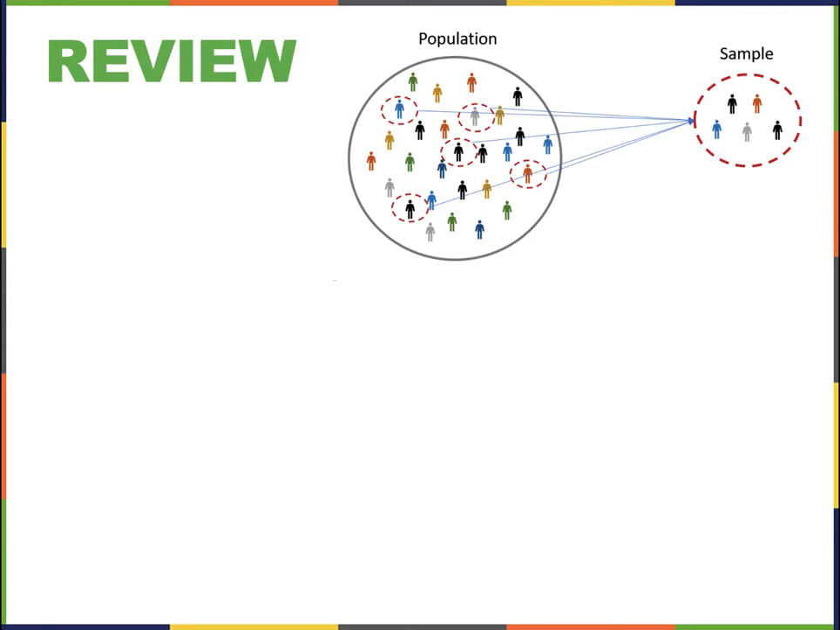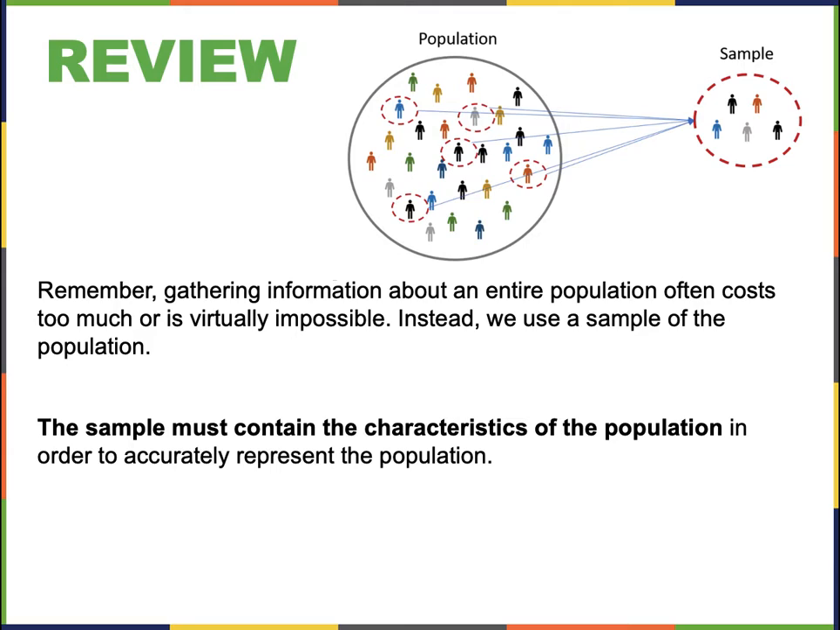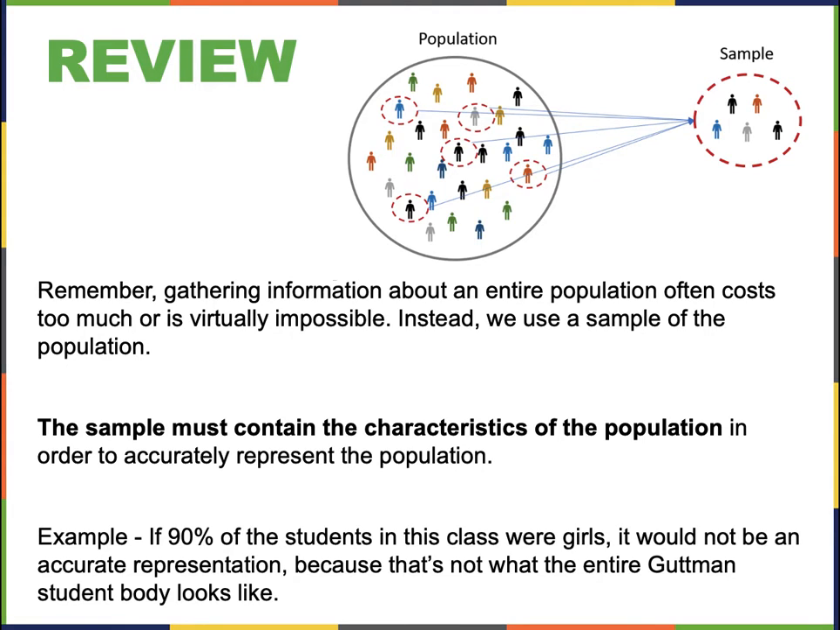In this short video, we are going to talk about randomization and bias. Before we do so, let's look at some quick review. Remember, gathering information about an entire population often costs too much or is virtually impossible. Instead, we use a sample of the population. The sample must contain the characteristics of the population in order to accurately represent the population.